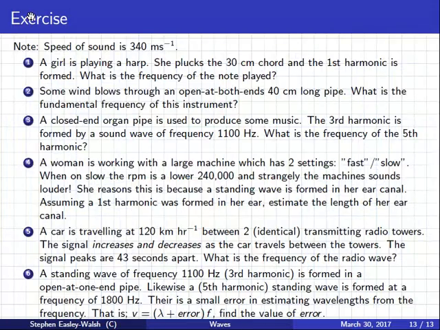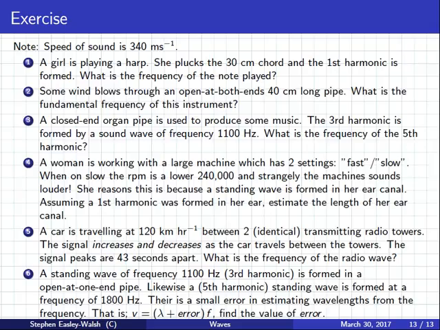In real life, there is an error when we try to estimate the wavelength inside of a pipe. This is because at the open end we said there's an antinode, but it's kind of a bit fuzzy. It's not a perfect antinode. So we have a small error when we try to calculate the wavelength.